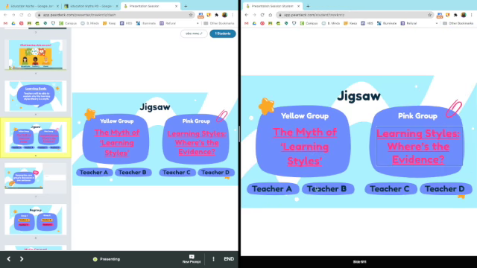Then I would use Zoom to create breakout rooms and have everyone who read the Myth of Learning Styles come up with one summary of the article that they read. Then this pink group would meet in a separate group, and they would all talk about the article that they read, and they would come up with a summary.